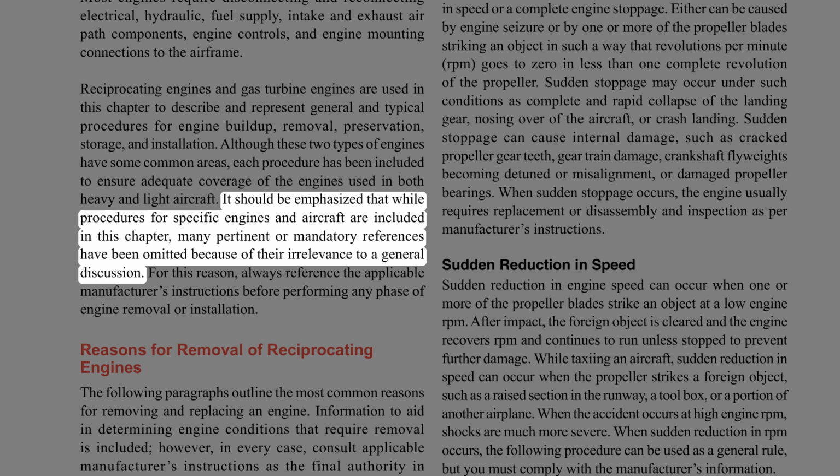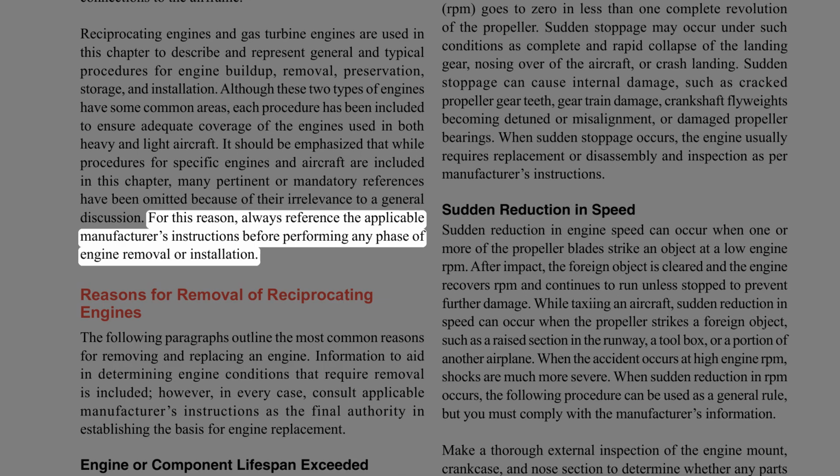It should be emphasized that while procedures for specific engines and aircraft are included in this chapter, many pertinent or mandatory references have been omitted because of their irrelevance to a general discussion. For this reason, always reference the applicable manufacturer's instructions before performing any phase of engine removal or installation.